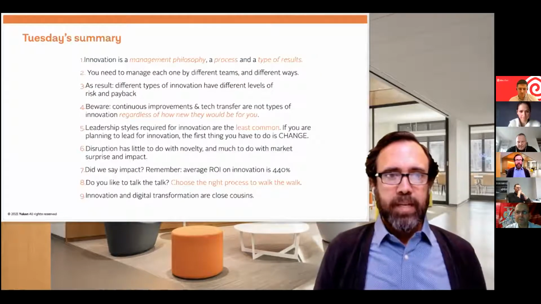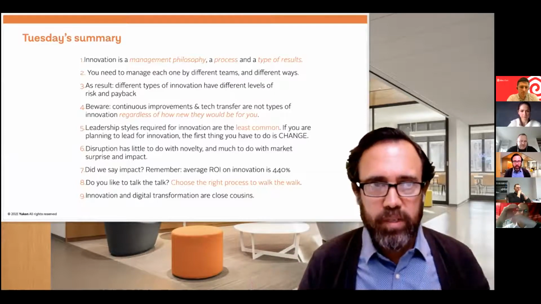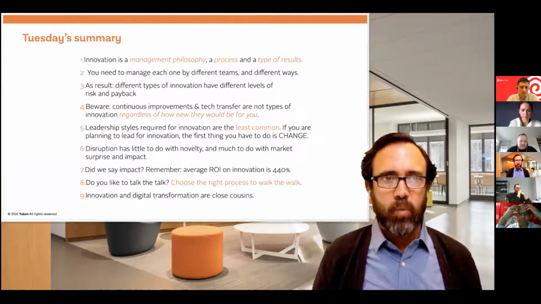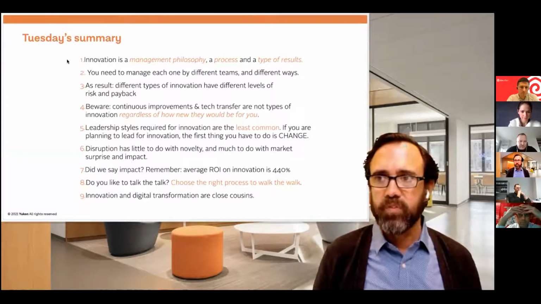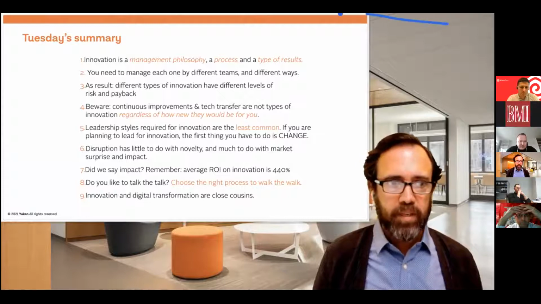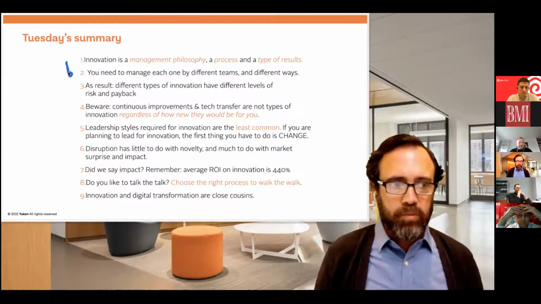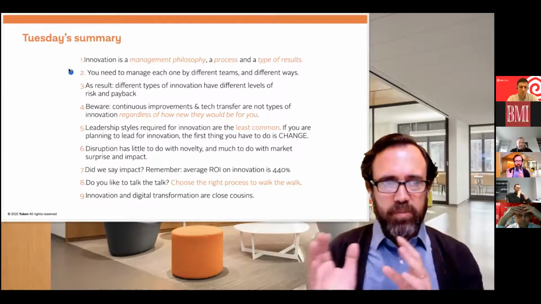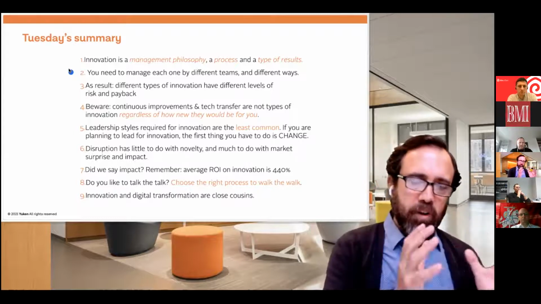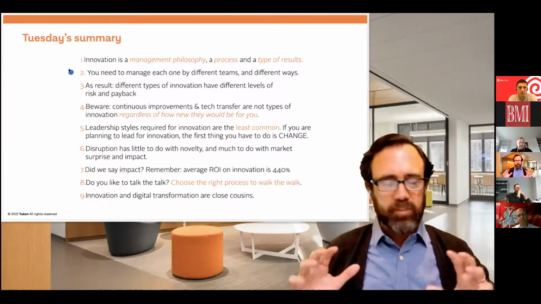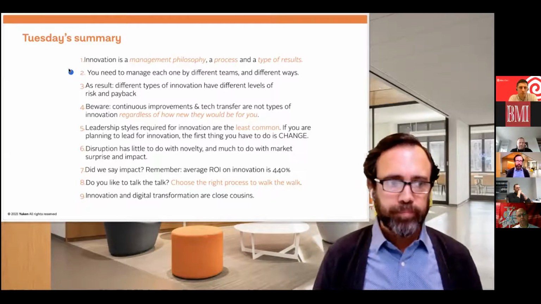Now, on Tuesday, I'm going to go very fast on this. I'm not going to take the 10 minutes that you're going to take. On Tuesday, one of the things we saw first is that innovation was a management philosophy at the same time that it was a process and also a type of result. Second, we saw that you need to manage each one of these three by different teams and in different ways. Management philosophy is managed by a group of leaders, a process by people who are doing it, and the type of results by another group of people.